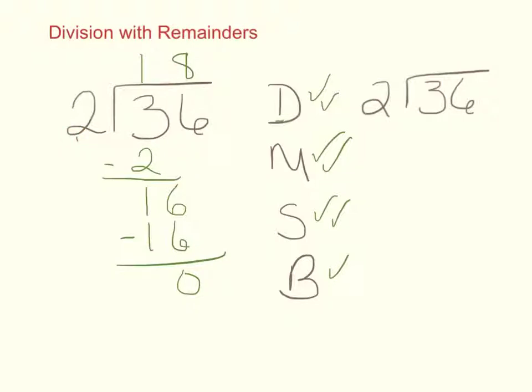And just to check this real quick, if we did 18 times 2, if we do our math right, we should get 36 as our product. 8 times 2 is 16. Drop the 6, carry the 1. 2 times 1 is 2, plus the 1 we carried is 3, so 36. And it checks out.